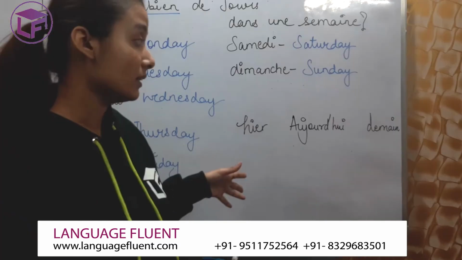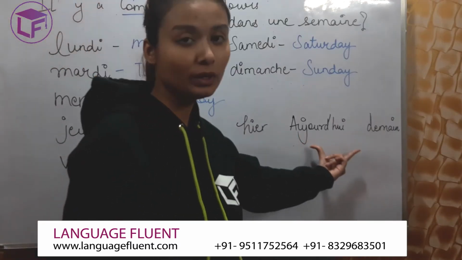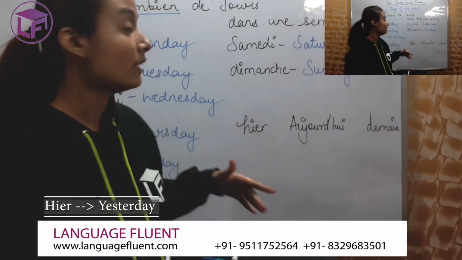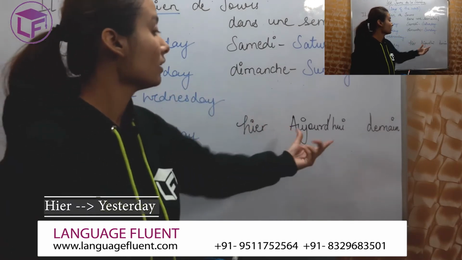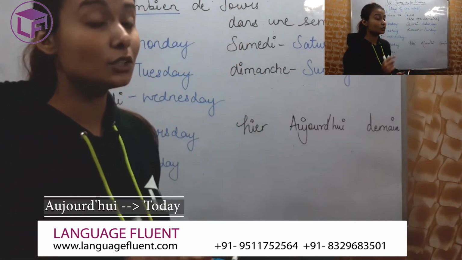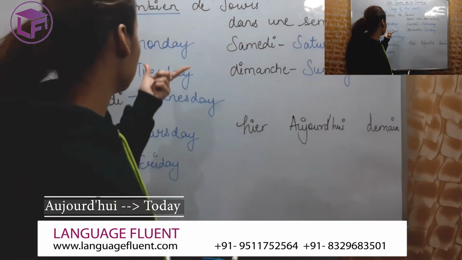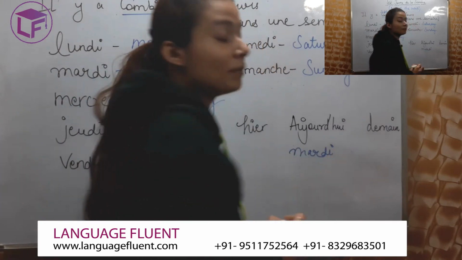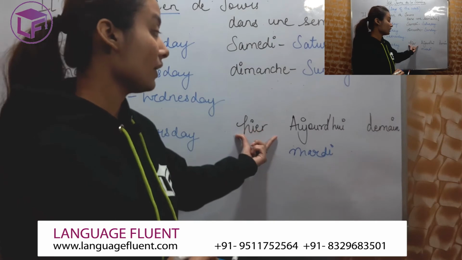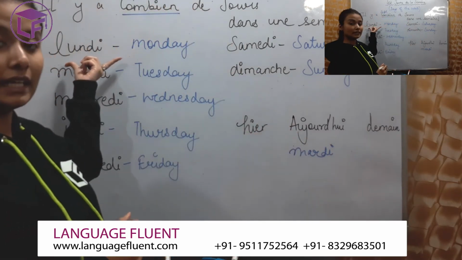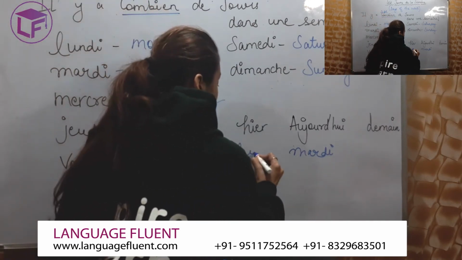And to help you pick up the topic, we are going to revise it through a method, that is hier, aujourd'hui, demain. Yesterday, what was the day yesterday? Lundi. Today is Tuesday. Aujourd'hui is today. Aujourd'hui it's Tuesday, that is mardi. Hier is yesterday. Before mardi we have lundi, that is Monday.